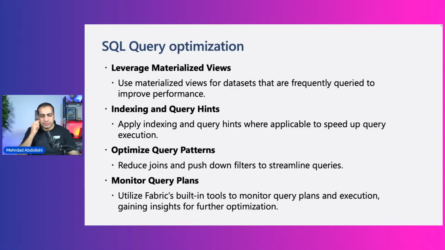It is always recommended that the fewer the joins, the more performance benefits in the result. And you can monitor query plans. You can use Fabric's built-in tool to monitor it, or for your SQL, you can use the SQL Profiler in your SSMS to understand what's happening with your items.